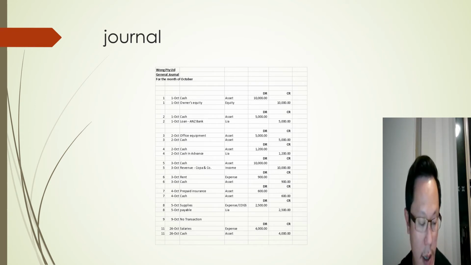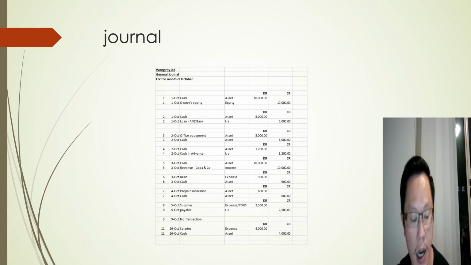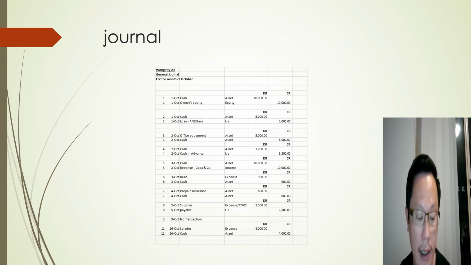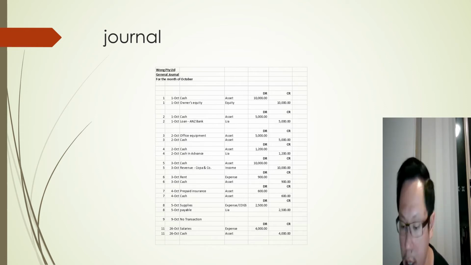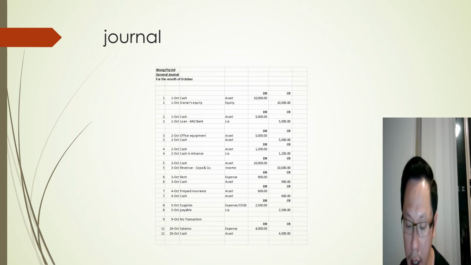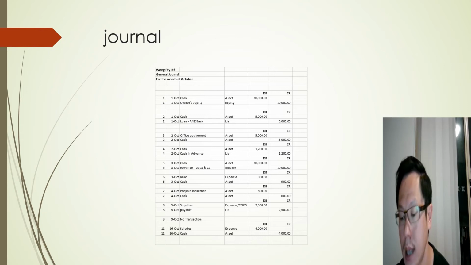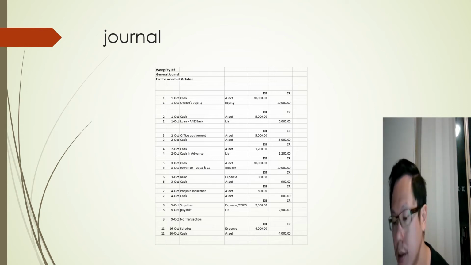Transaction number 5, render service for cash. On the 3rd of October, Wong Pty Limited received 10,000 in cash from Copa & Co. for advertising service performed. So they're doing service for this company Copa & Co. and they're making income. So the cash asset is going up by 10,000, and the revenue is up by 10,000 as well for the equity.